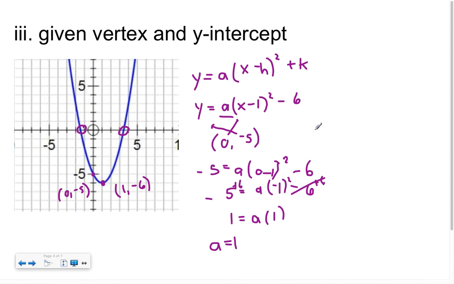And that gives us a final answer of y equals 1, which we don't have to write if we don't want to, onto x minus 1 squared, subtract 6. And it's perfectly fine to leave this in vertex form because the question doesn't specify what form we need to put it in.